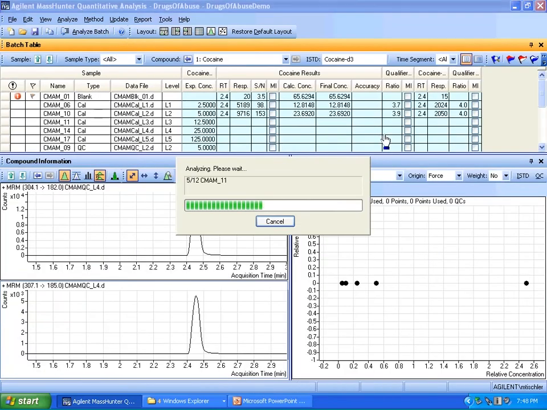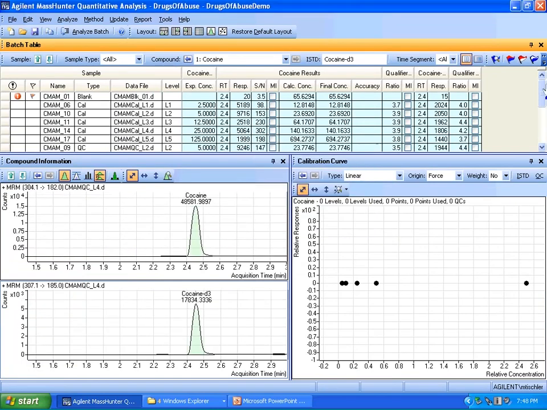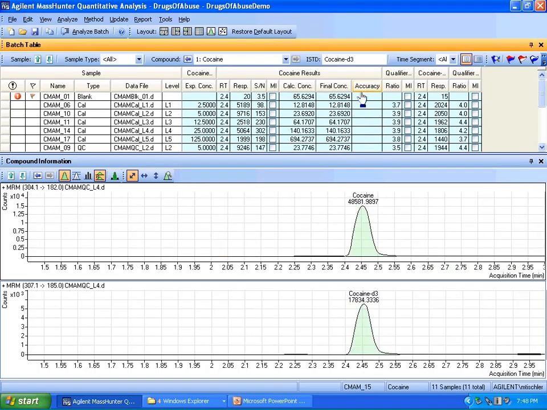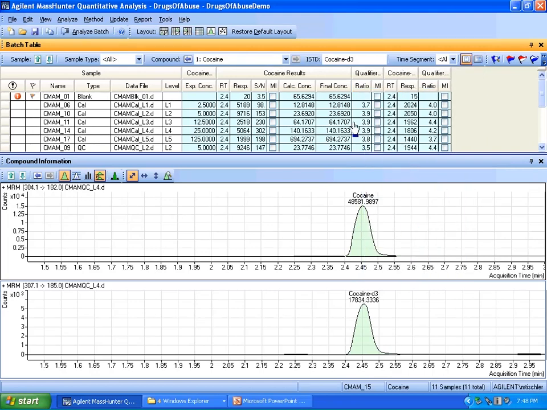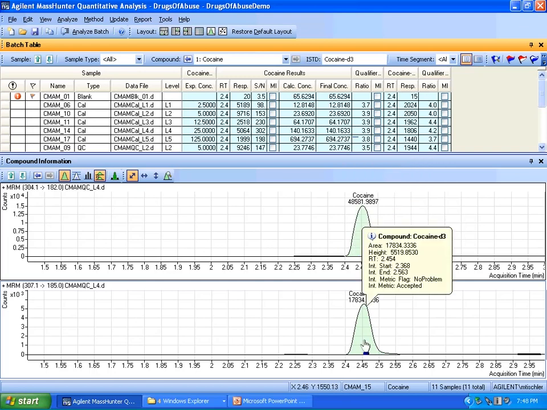Now the first thing we're going to notice is that there is no calibration curve that appears, because I don't really need a calibration curve. I notice also that there is no accuracy that's determined, because that's not relevant here, so I can certainly remove that column. But I still have my target signal and my ISTD signal.